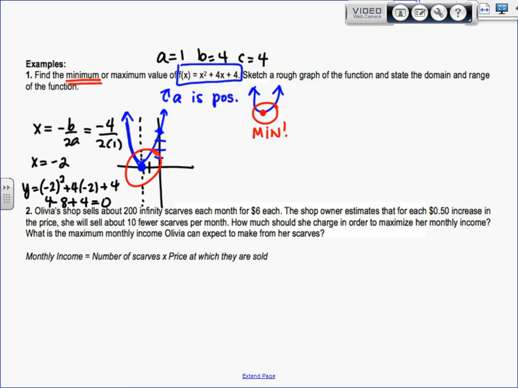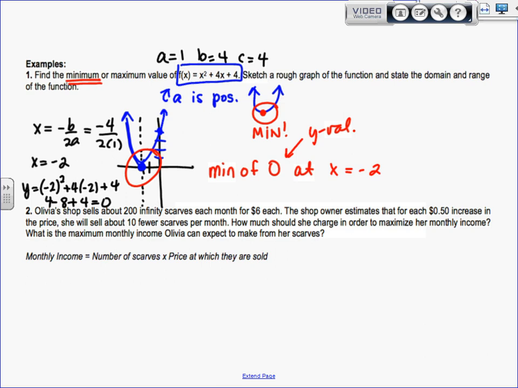A lot of teachers will just say the minimum is at this point, negative 2 comma 0. But I have you write it a special way because you're going to have to do this later on in your math classes. When you talk about a minimum value, you're talking about how high or low it goes, in this case low. What's the lowest y value you have? 0. That's your minimum value. So we write it as a minimum of 0, that's the y value at x equals negative 2. We don't write it like a point. We just say we have a minimum of 0.